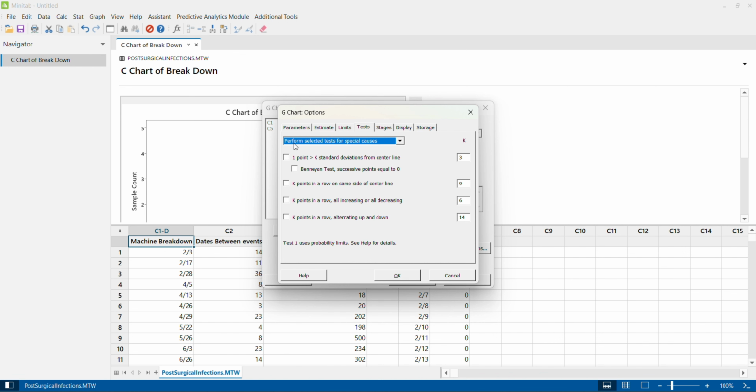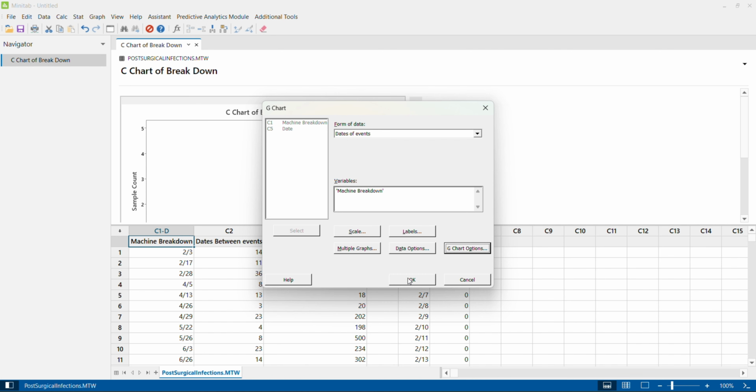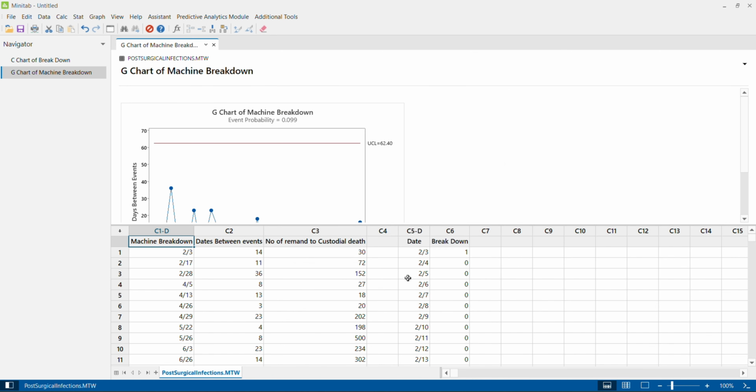Again, in Tests, I can put a tick mark on all of these, but as I told you, a rare event could be a good to have event, or it could also be a not desired event. In this case, breakdown is a not desired event. So even if our data points are very close to the lower control limit or upper control limit, you will find it slightly different. For that matter, I'm not going to put a tick mark on any of these boxes. I'm just going to click OK, and click OK again.